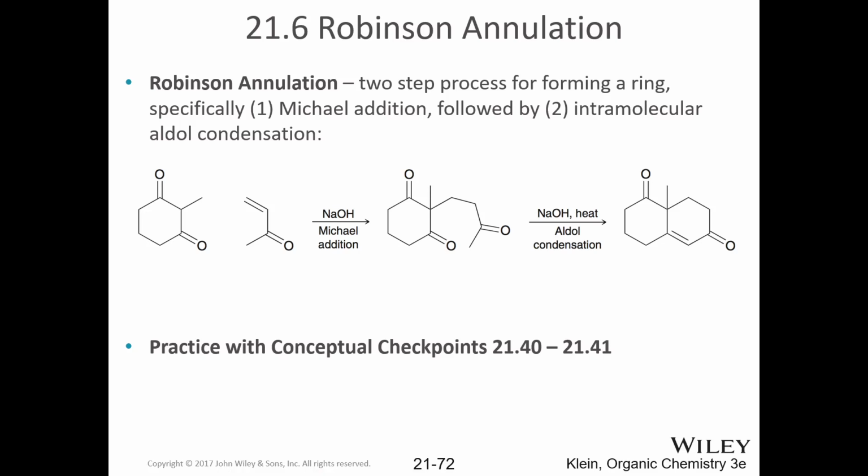Alright, the last of our topics for this chapter is tying it all together. And the way that we do that is a reaction called the Robinson Annulation. A piece of mechanistic artwork, if ever there was one.